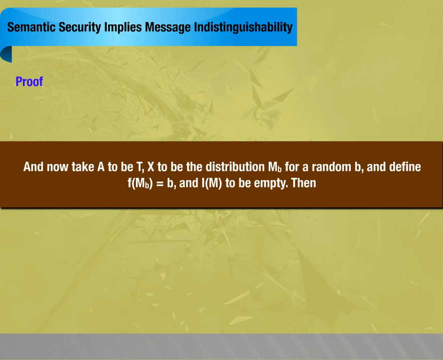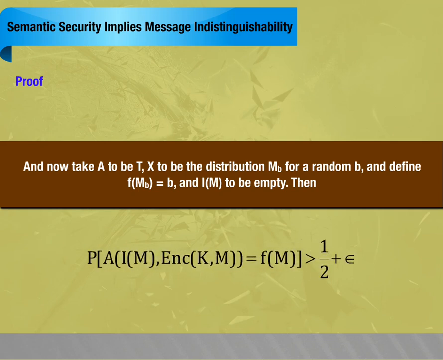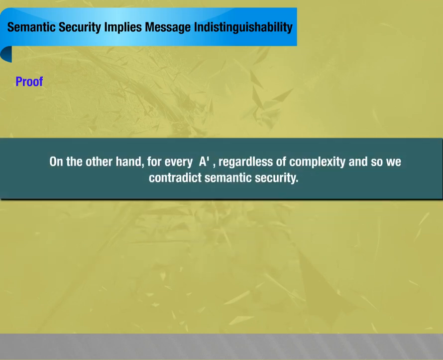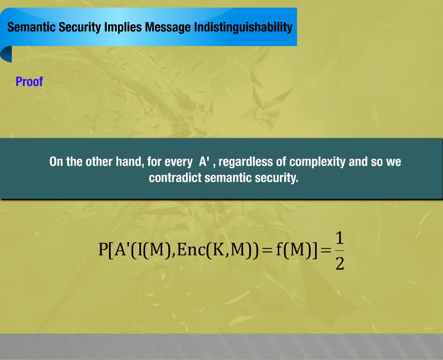Then P[A(I(M), ENC(k, M)) = f(M)] > 1/2 + epsilon. On the other hand, for every A', regardless of complexity, P[A'(I(M), ENC(k, M)) = f(M)] = 1/2, and so we contradict semantic security.